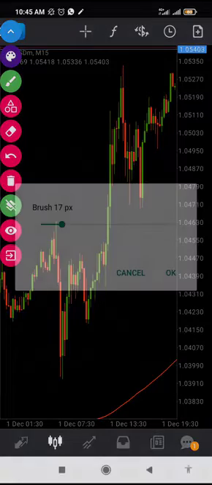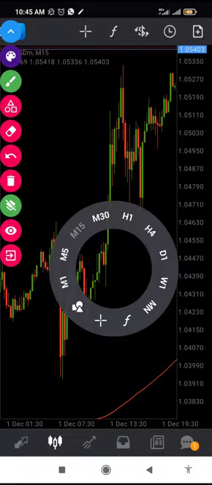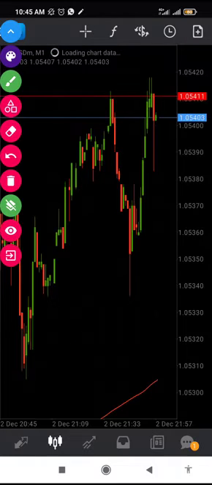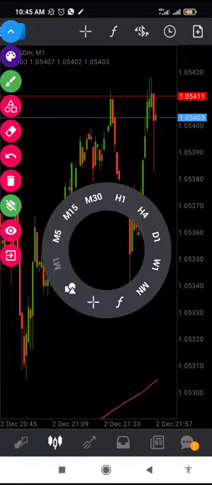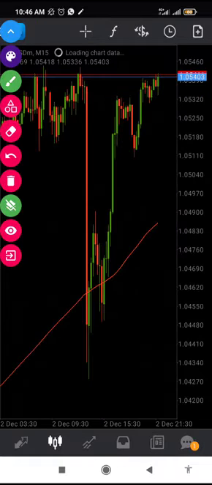Like this, you can see the time frame here. We have 1 minute, 5 minutes, 15 minutes, 30 minutes, 1 hour, 4 hours, 1 day, 1 week, monthly. Now this is 15 minutes, for example.